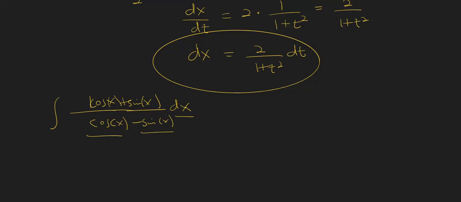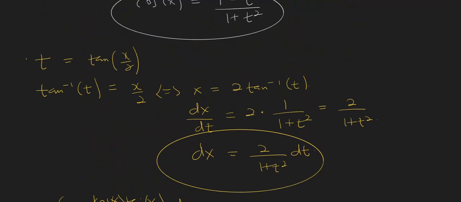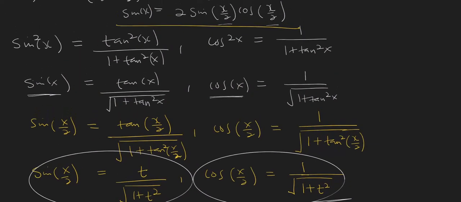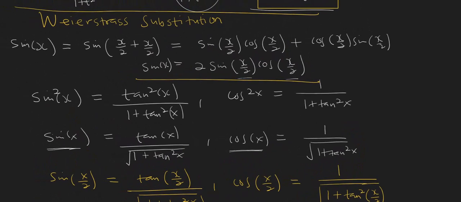Everything will be expressed in terms of t. You now have to deal with the integral of rational functions, which you can do using either polynomial long division or partial fractions to break the polynomial down. So this is a very useful substitution which was developed by Weierstrass in order to turn complex integrals of trig functions into simple functions that can easily be integrated using partial fractions or polynomial long division.